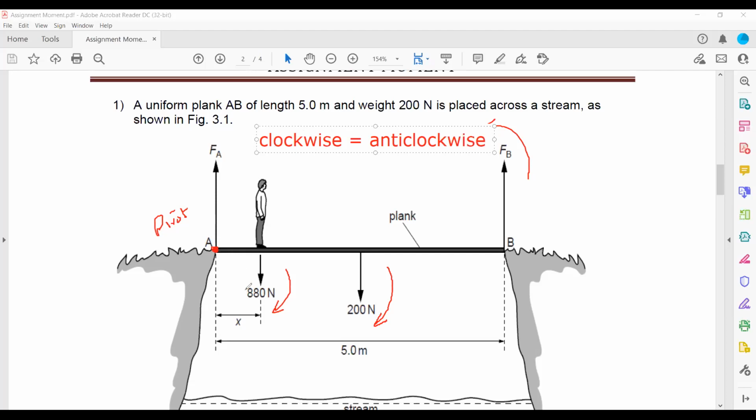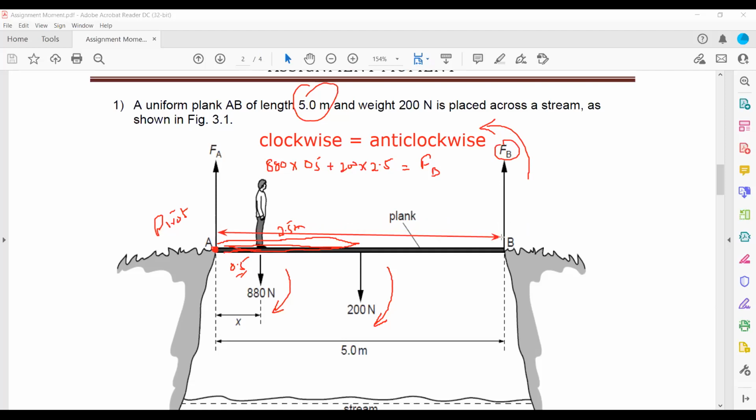So the clockwise moment, the weight of the man, which is 880, multiplied by distance from the pivot, that's 0.5, given in the question. 200 is also causing a same direction moment, so 200 multiplied by distance from the pivot, because it is acting at the center. So if the total plank length is 5 meters, this distance will be 2.5. Equal to anti-clockwise moment, so it will be FB multiplied by distance from the pivot. So what is the distance from the pivot? Because the total length of the plank is 5 meters, this will be 5. So it will be multiplied by 5.